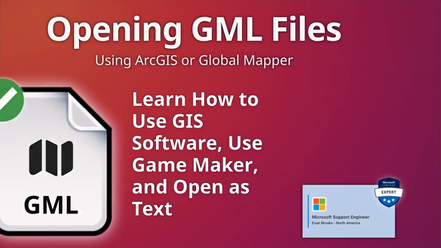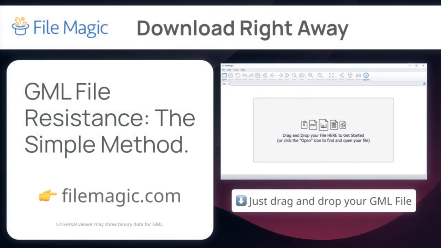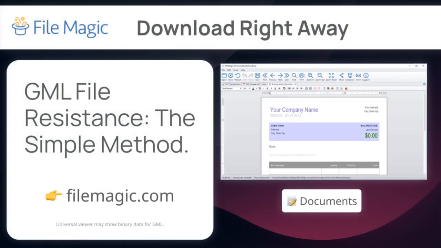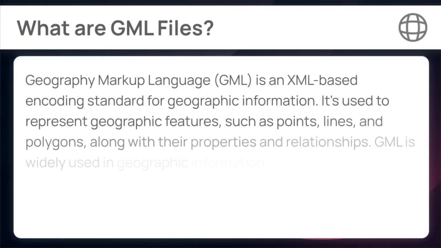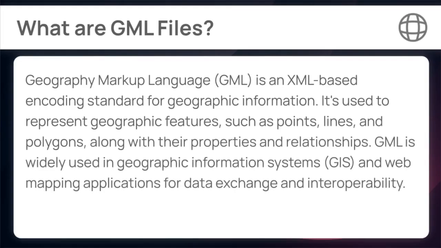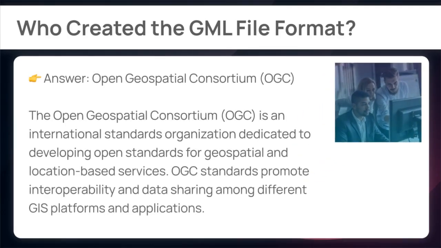Let's map it. If the standard fixes fail, I have a plan B, a proprietary technique that almost always works on stubborn GML files. Geography Markup Language, GML, is an XML-based encoding standard for geographic information. It's used to represent geographic features such as points, lines, and polygons, along with their properties and relationships.